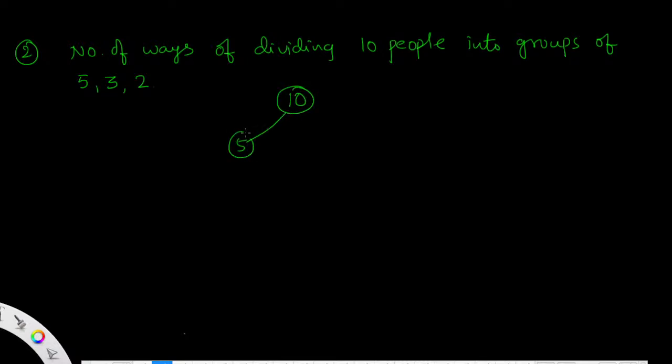The first group is of size 5, the second group is of size 3, and the third group is of size 2. First we select the first group out of 10 people. This can be done in 10C5 ways. Then the remaining is 10 minus 5, which means 5 people remaining.